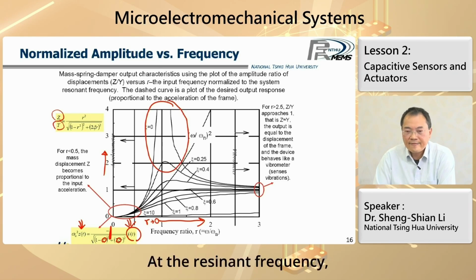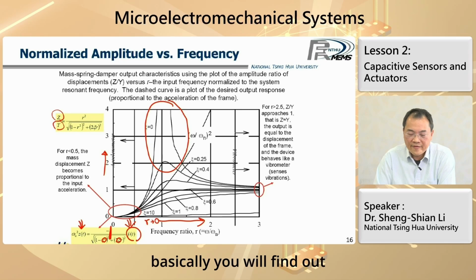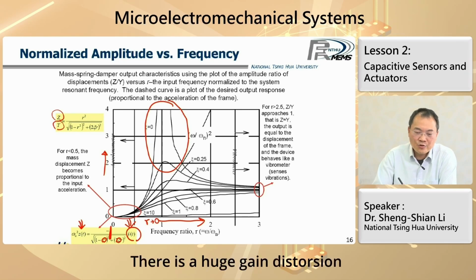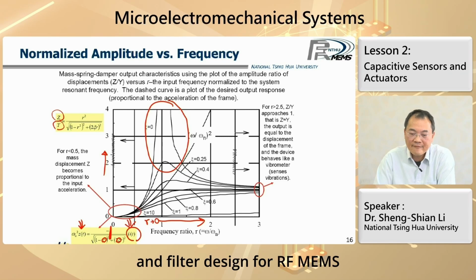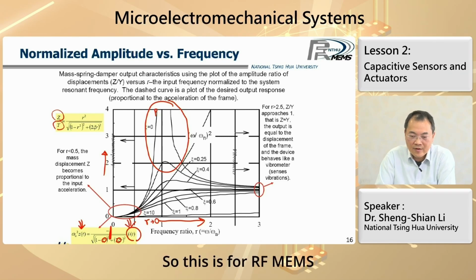You will find out in low frequency operation, the car acceleration is proportional to the gap change, which is desirable for accelerometer design. How about at the resonant frequency? At the resonant frequency, you will find out there is a huge gain distortion. So it is not suitable for accelerometer design, but very suitable for high Q resonator, oscillator, and filter design for RF MEMS.